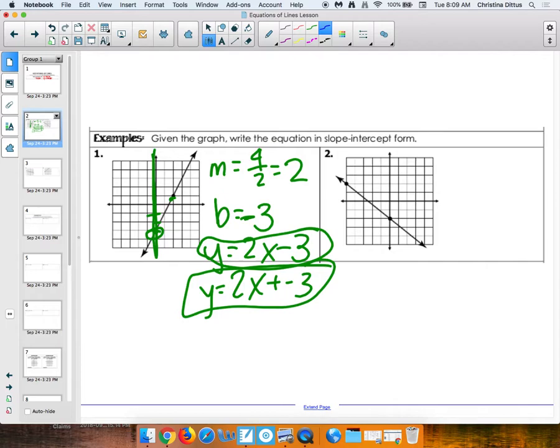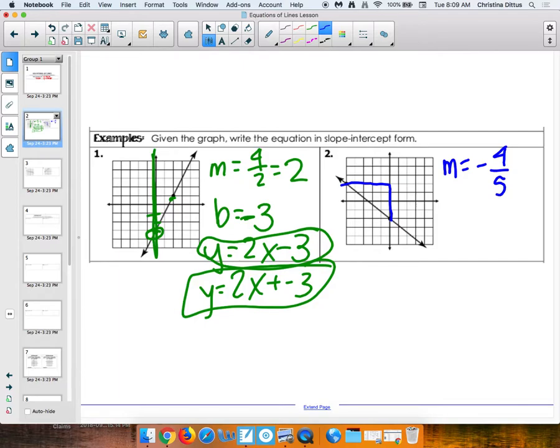Okay, first thing I find is my m. M stands for slope. Is my slope positive or negative? Negative. How do I find slope? Rise over run, count them. 4 over 5. Can I simplify that? No.